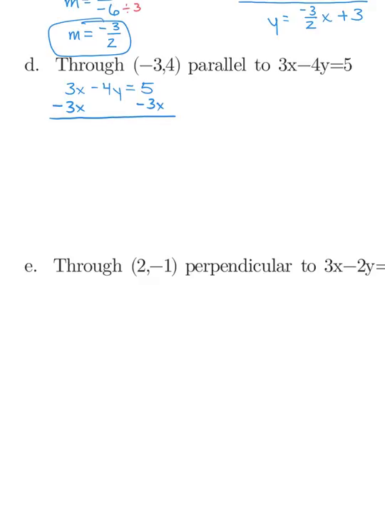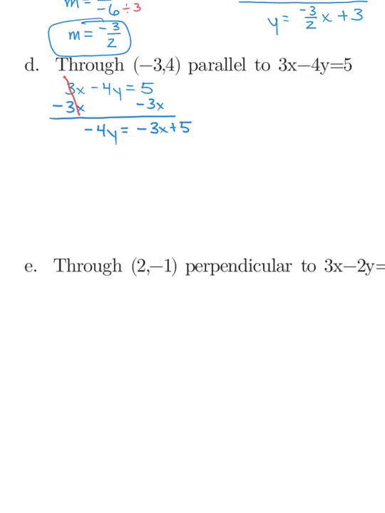My 3x's cancel on the left, and I am left with -4y. Make sure that you're very careful with your signs on these. Lots of people have a tendency to drop them. And I'm going to put my x term in front, leaving me with -3x plus 5.